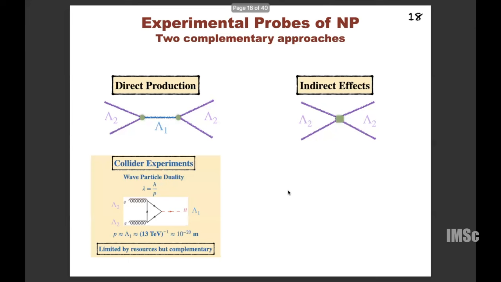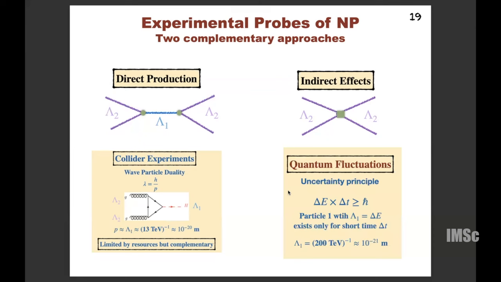In direct searches, basically these collider experiments are like a microscope: you can use wave-particle duality, and if you have more momentum, you can probe shorter and shorter distances. But in the indirect case, we are using the uncertainty principle. Here we don't produce the particle, but we see it through quantum fluctuations. If there is a heavy particle, you cannot directly produce it, but through the uncertainty principle, energy conservation is violated for a short amount of time, and you see it as a virtual particle. You will see its effect on some observable. We have not produced it, but we see it through the quantum fluctuation.